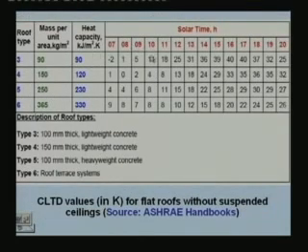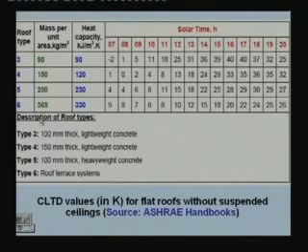And the CLTD values are given as a function of solar time. You can see that for this wall, for example type 3 wall, at 7 solar time minus 2 is the CLTD value. At 8 am this is 1 degree, at 9 am this is 5 degrees, and at 10 am 11 degrees, like that.